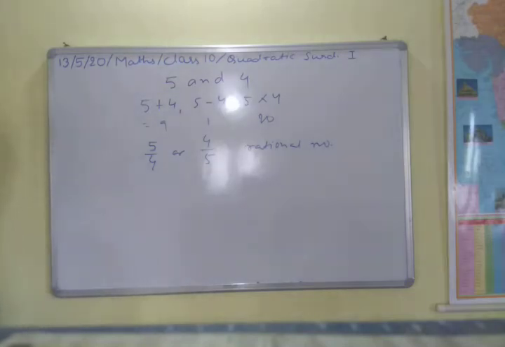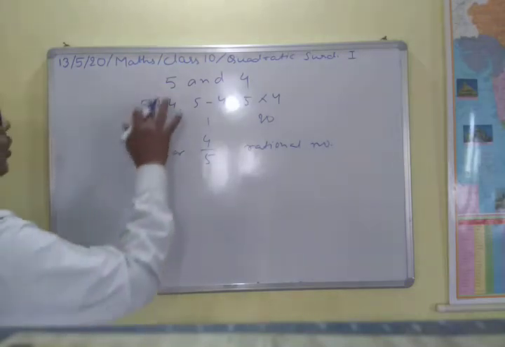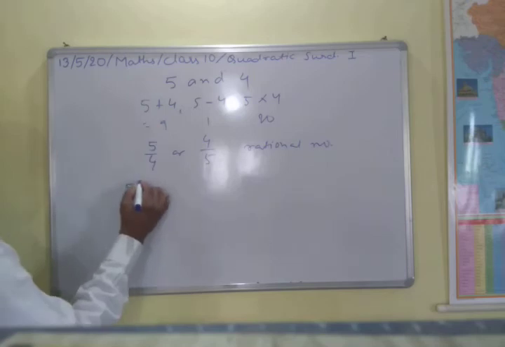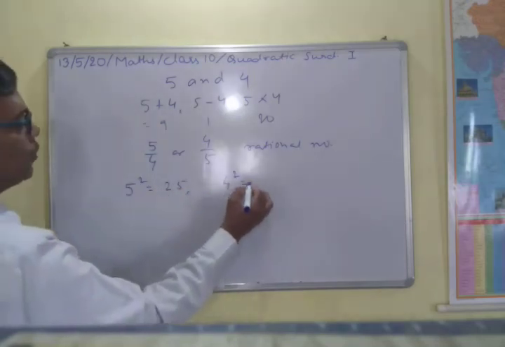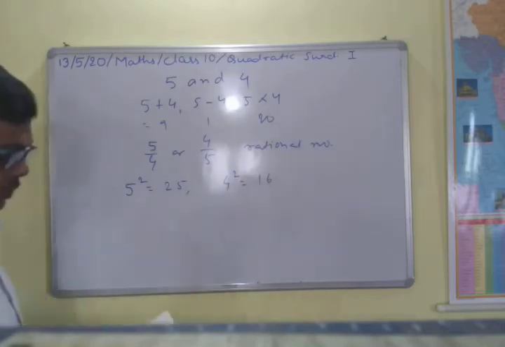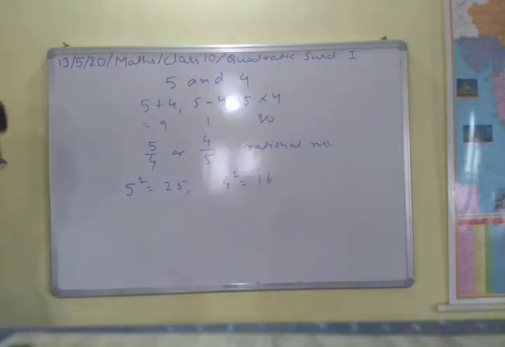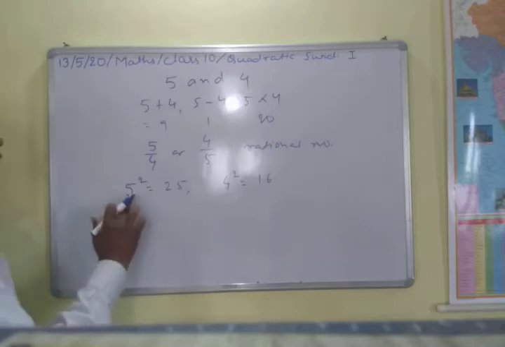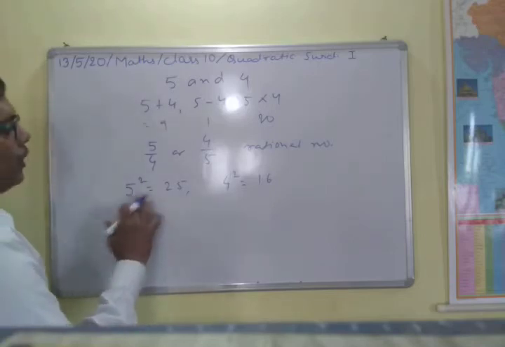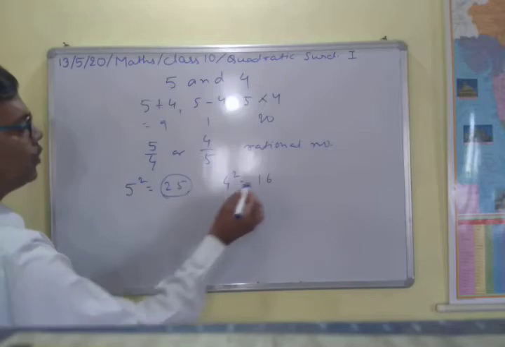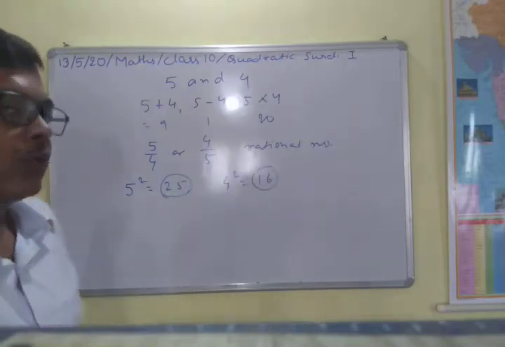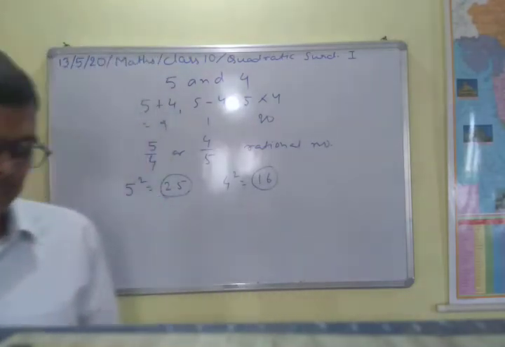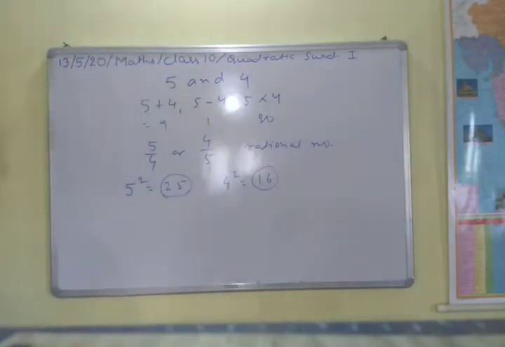Next, if you find the square of 5, it will be 25, and the square of 4 is 16. So the square of 5 and 4, that is the numbers 25 and 16, are both again integers. These are the whole numbers.